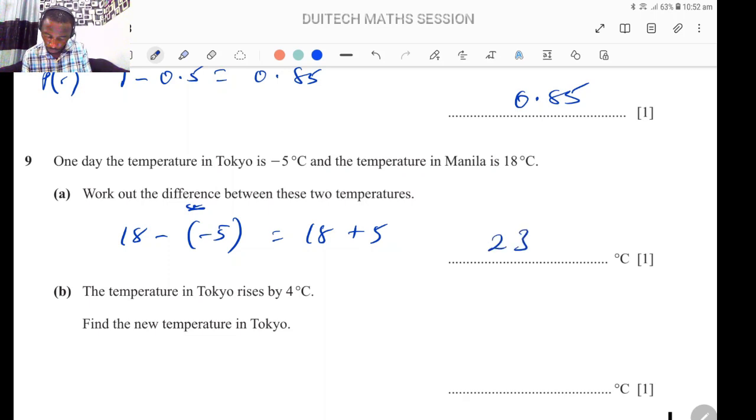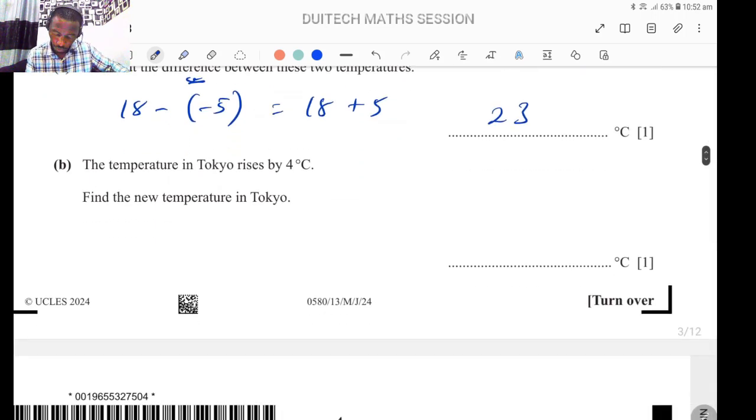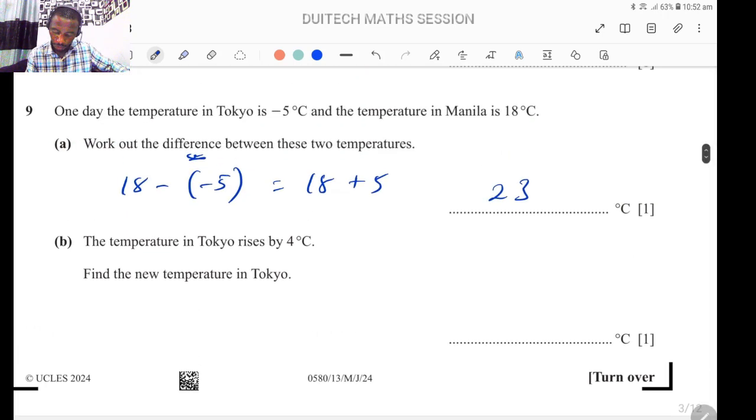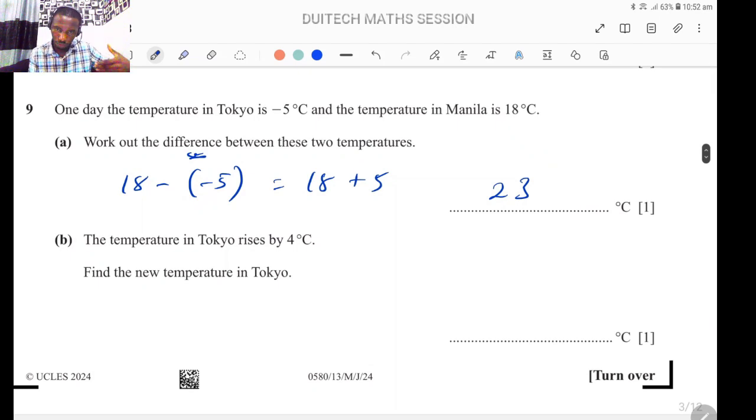Now the question wants us to do another calculation. The temperature in Tokyo has risen by 4 degrees. Find the new temperature. If it has risen by 4 degrees, that means we are adding it to what we had before. So minus 5 plus 4 gives us minus 1. So minus 1 is the answer.